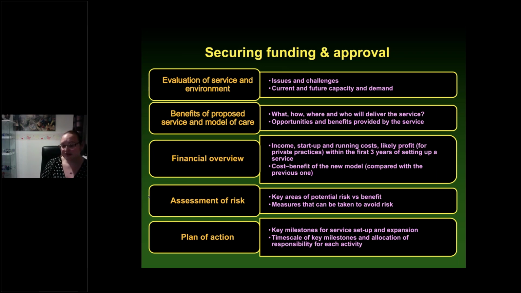You need to do a risk assessment of the potential areas of risk versus benefit for bringing in a PTNS service, and what measures you can take to avoid that risk, and set up key milestones for service setup and expansion, and set timescales for the milestones and allocation of responsibility for each activity.